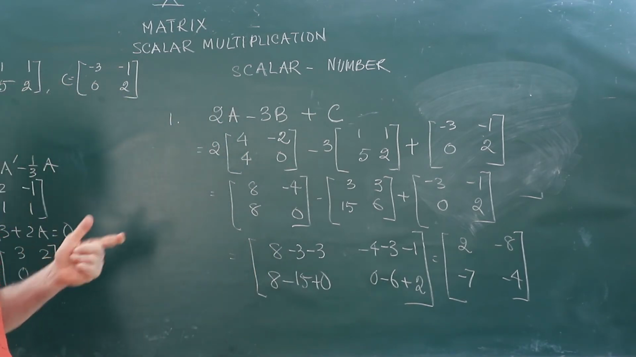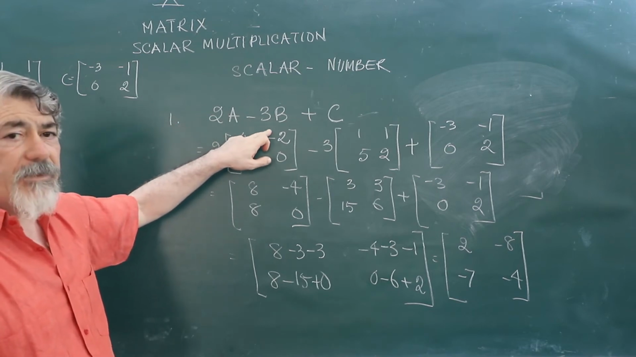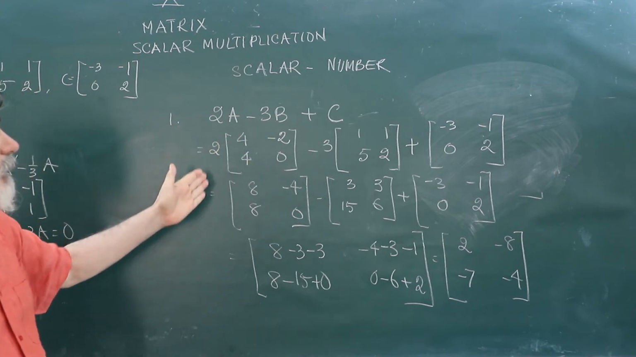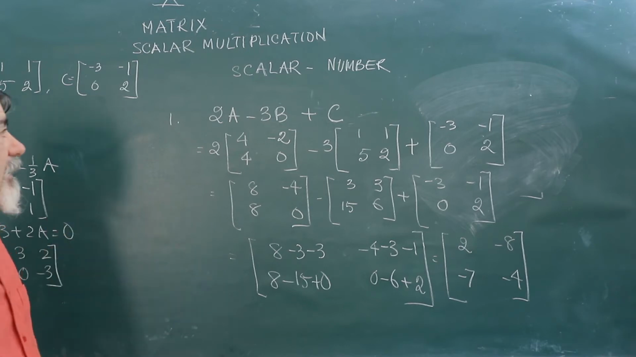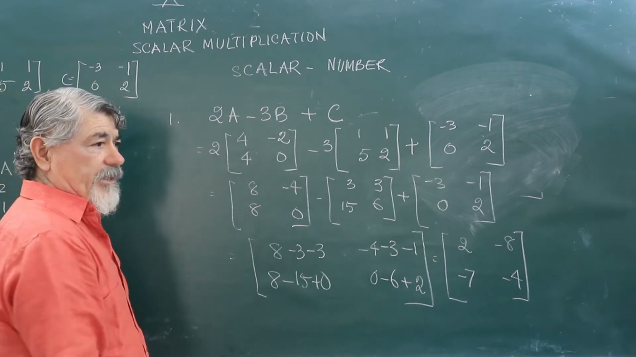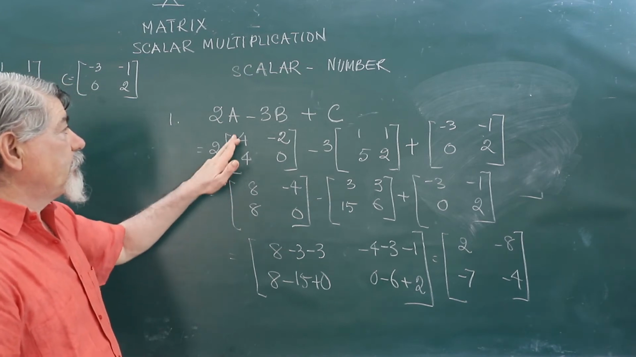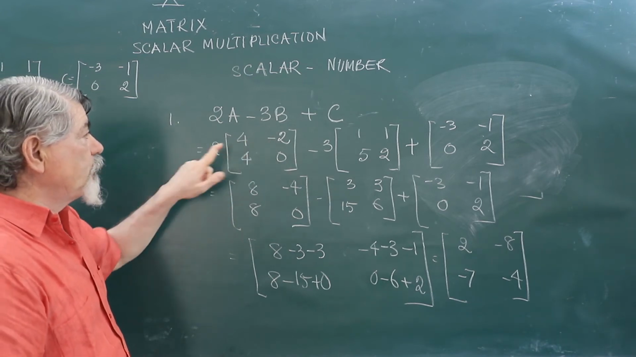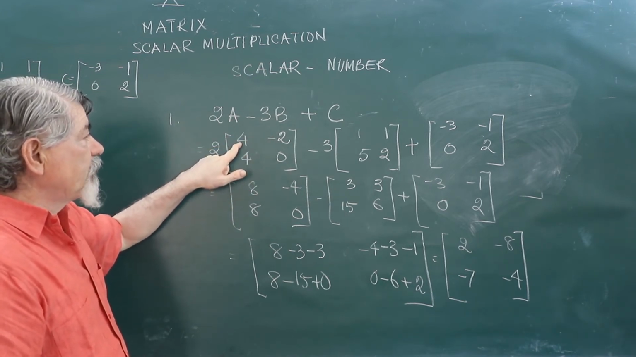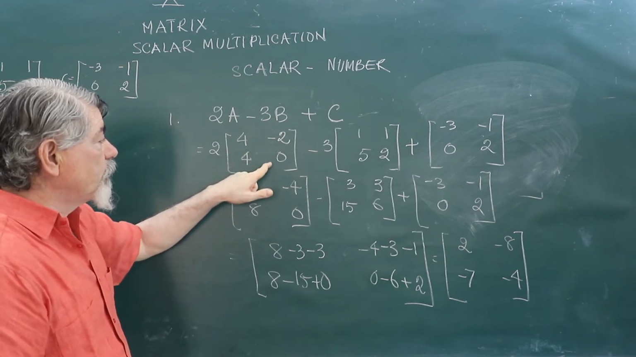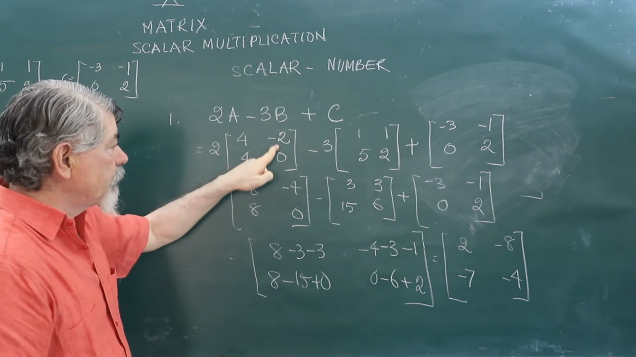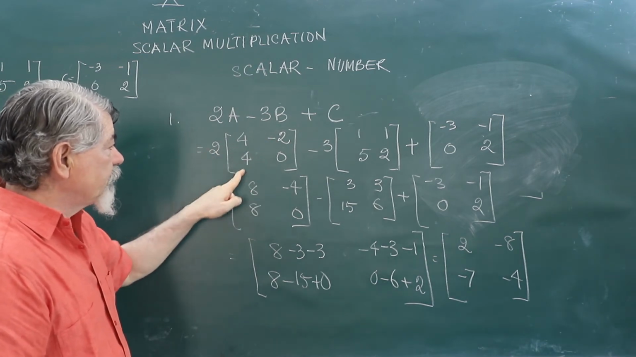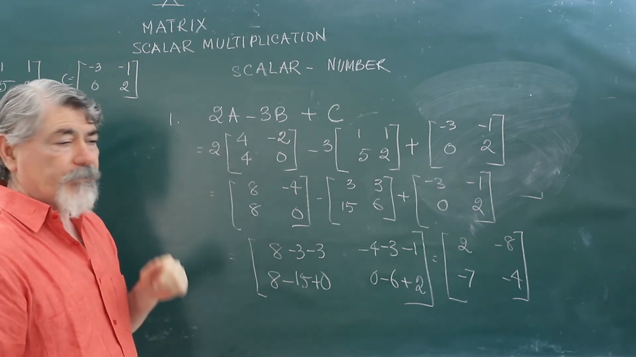3 processes here. First is matrix multiplication. It has been shown that every element of the matrix will be multiplied by the given scalar. Like when I say 2A, every element of the matrix A will be multiplied by 2. Like elements of the matrix were 4, minus 2, 4, 0. When I multiplied by 2, 2 4s are 8, 2 2s are 4, minus 4, 2 4s are 8 and 2 into 0 is 0.